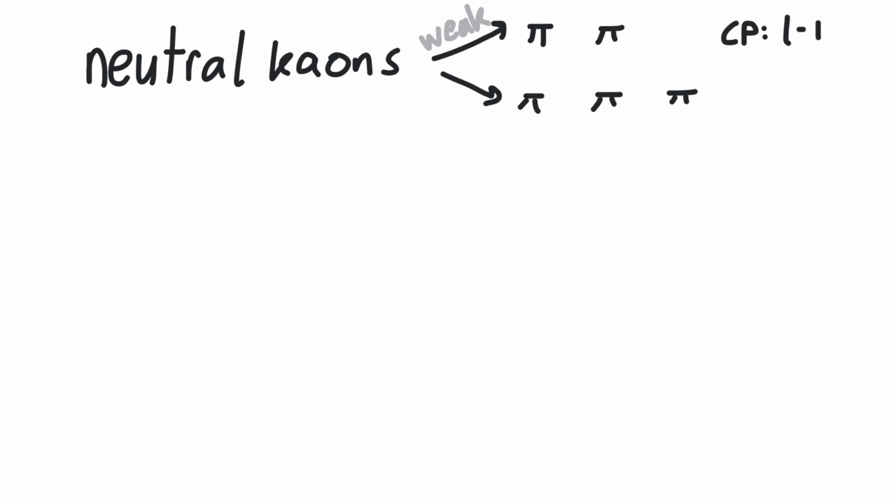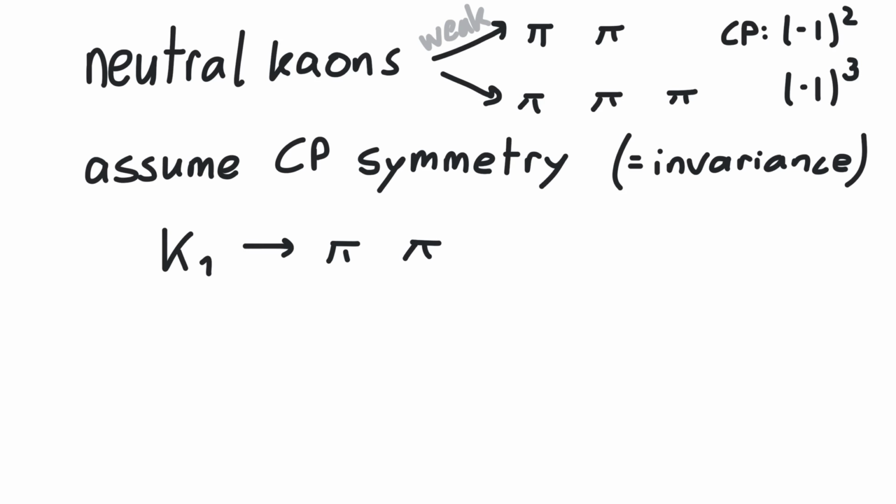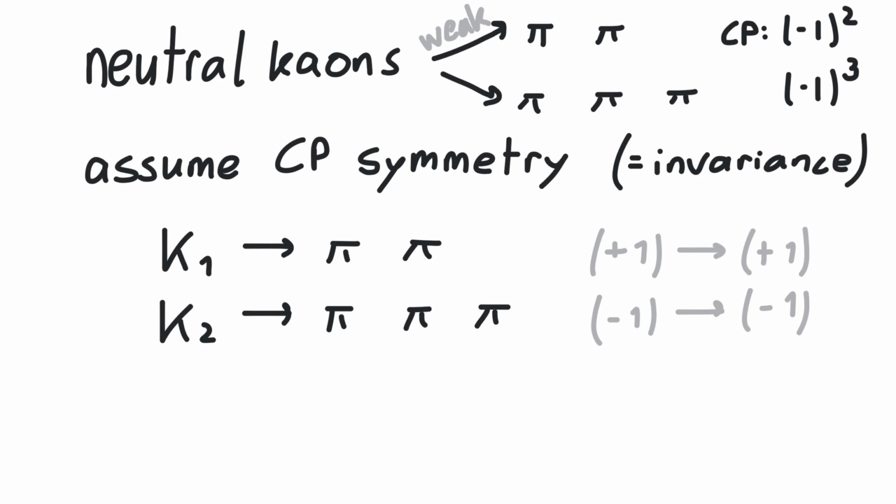Neutral kaons mainly decay via weak interactions into 2 or 3 pions. Pions are the lightest mesons. They consist only of up and down quarks. Each pion has a CP eigenvalue of -1. If we assume weak interactions to be invariant under CP transformations, then the CP eigenvalue doesn't get changed during a weak decay. Therefore, the K1 can only decay into 2 pions and the K2 only into 3. This way, we have the same CP eigenvalue on both sides of the equation. K1 and K2 are called CP eigenstates.